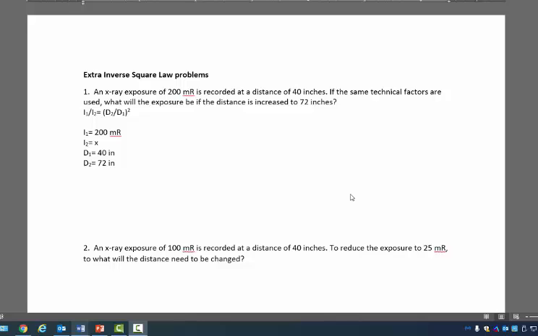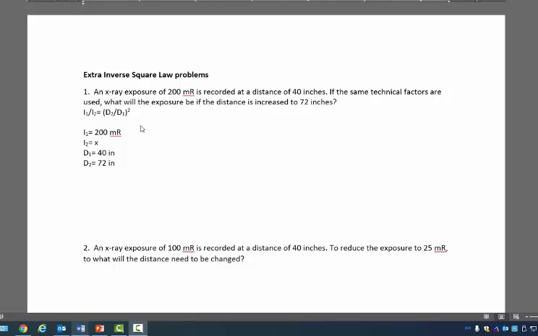In this video, I'm going to work a few of the inverse square law problems so you can see how to do these. I went ahead and started setting up number 1. It states, an X-ray exposure of 200 milliroentgen is reported at a distance of 40 inches. If the same technical factors are used, what will the exposure be if the distance is increased to 72 inches?